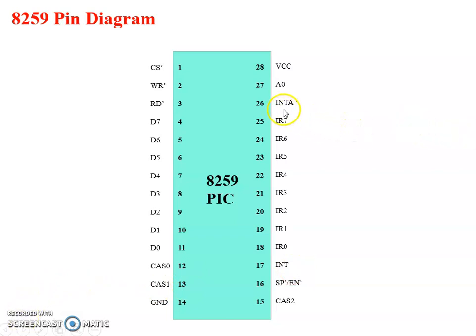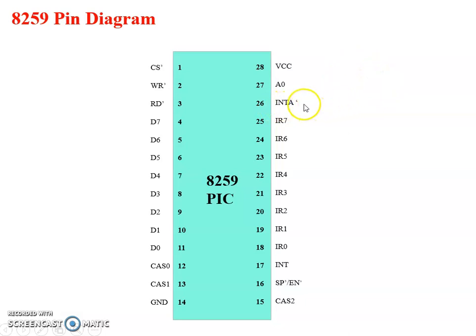Next is INTA bar, interrupt acknowledge. It is an active low interrupt acknowledge line. The microprocessor acknowledges through this line and asks for the interrupt type number or address from the 8259. So this 8259 interrupts the 8086 through the INT line, and that INT line is connected to the INTR pin of the microprocessor. The microprocessor acknowledges through this INTA bar line. So this is the input line.